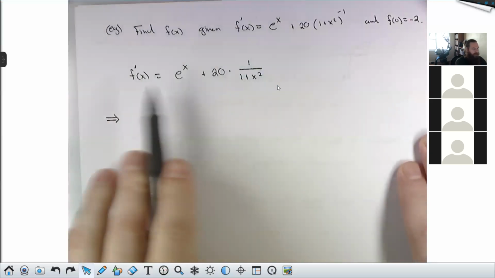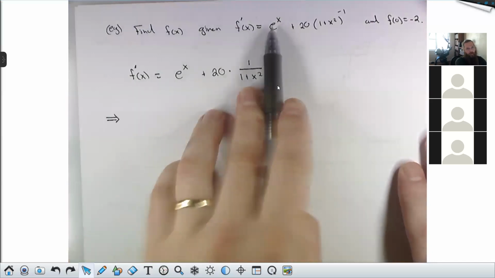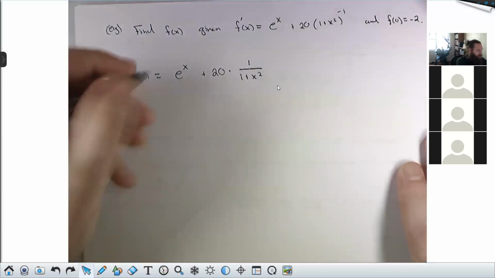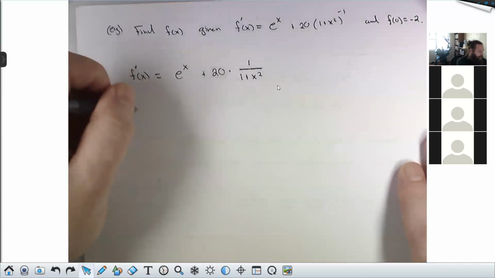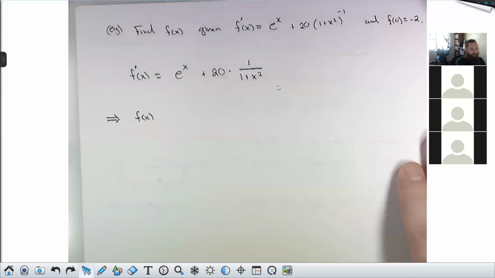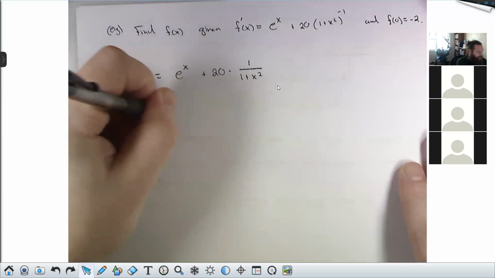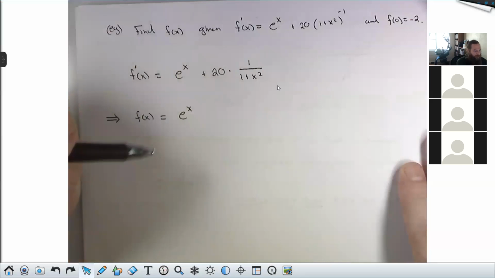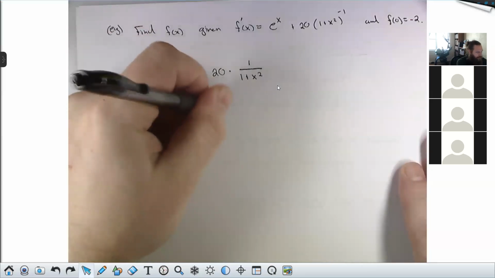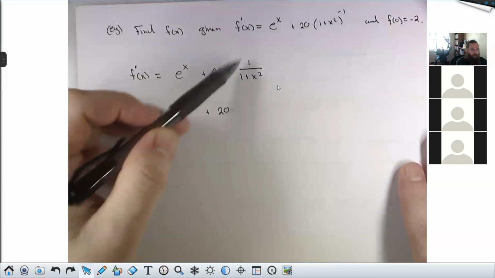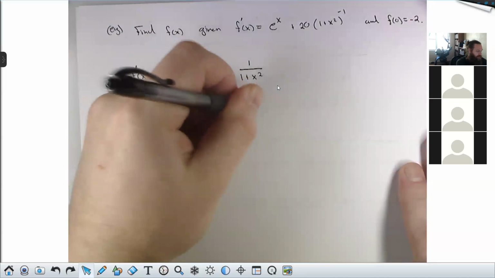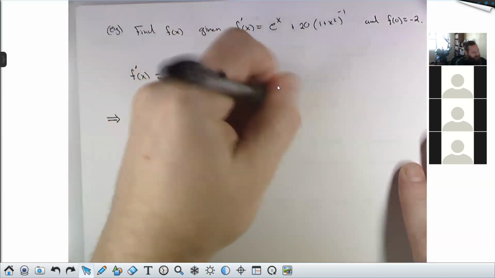Since they didn't give us little f and ask for capital F, they gave us little f prime and asked for little f. It's the same thing though, right? You need to undo this derivative. So the antiderivative for little f prime is just little f, and it will be equal to e to the x, because the antiderivative of e to the x is e to the x, plus 20 times the antiderivative for 1 over 1 plus x squared. We talked about that a second ago. That's the inverse tangent of x plus a constant.